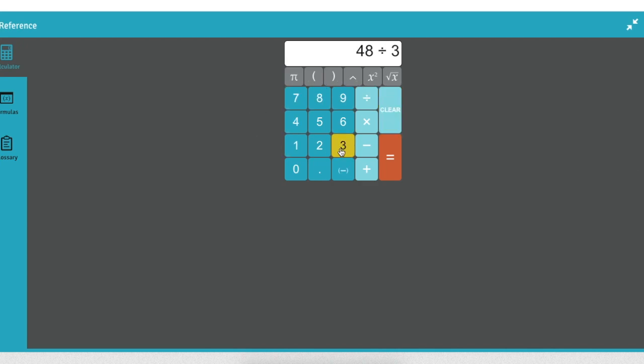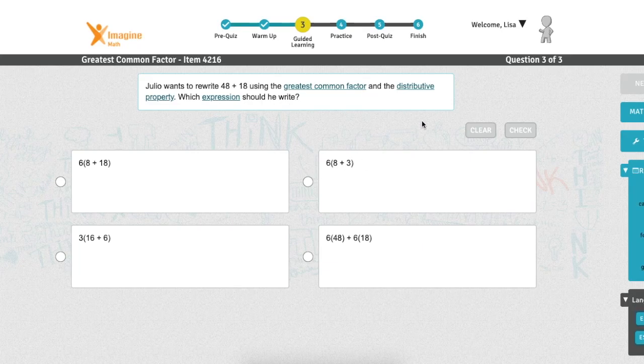48 divided by 3. 16. Aha! Okay. 48 is divisible by 4 also. That's 12. 18 is divisible by 4 because 4 times 6 is 18. Neither one is divisible by 5. 48 is divisible by 6, and that's 8. And 18 is divisible by 6, and that's 3.